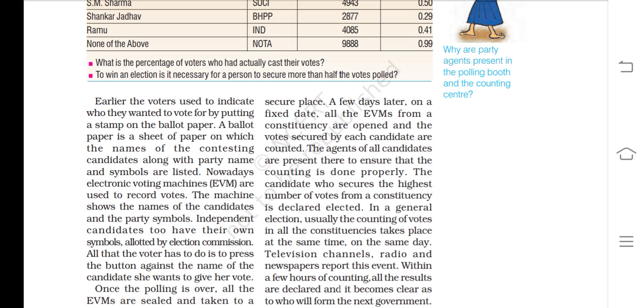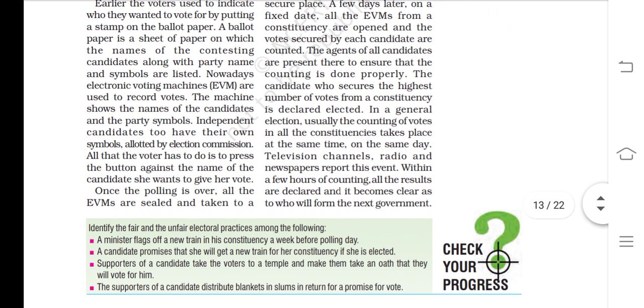Here you just have to press a button and your vote is cast. The machine shows the names of the candidates and party symbols. Independent candidates too have their own symbols allotted by the Election Commission. All that the voter has to do is to press the button against the name of the candidate she wants to give a vote. Means you have the candidates' names and opposite them you have the buttons. So you just have to press the button and the vote is cast.